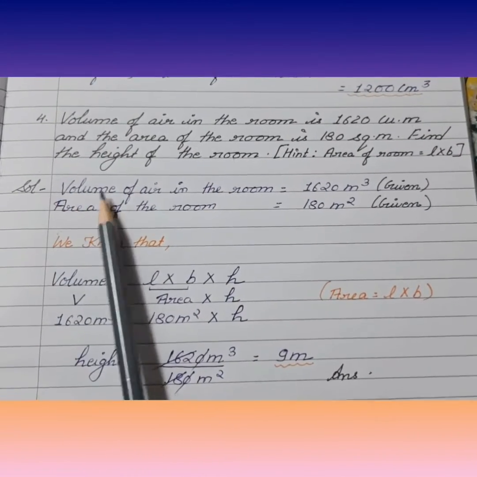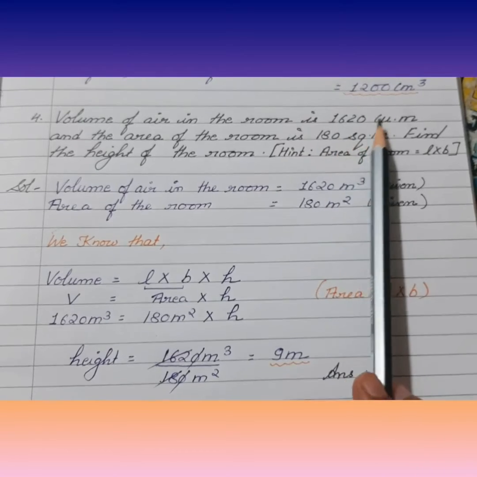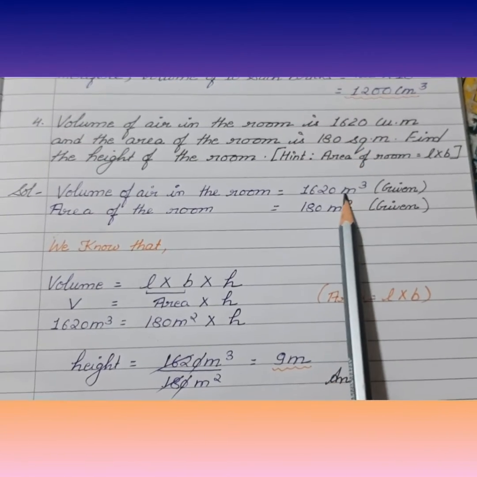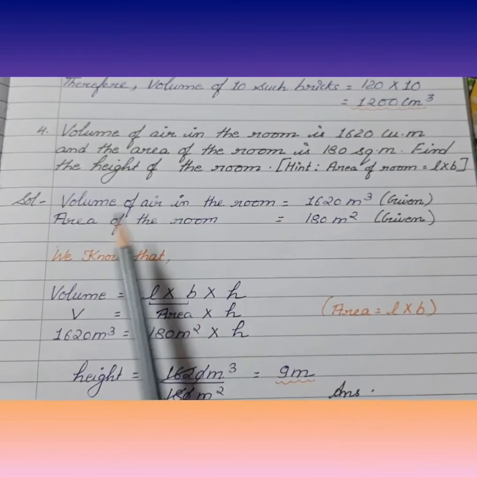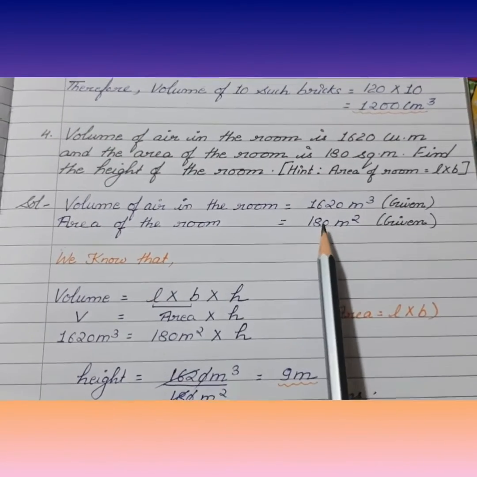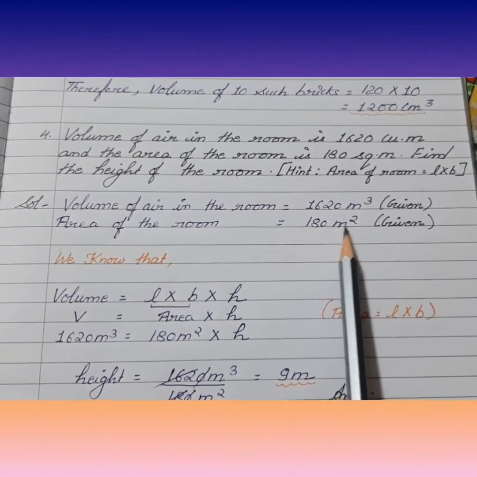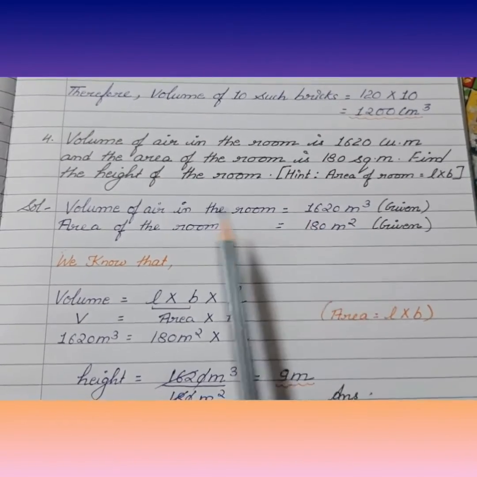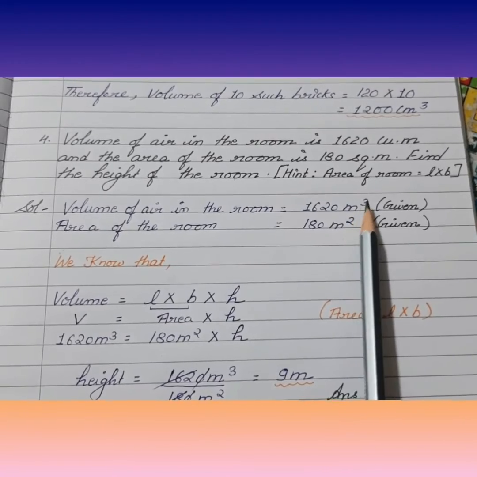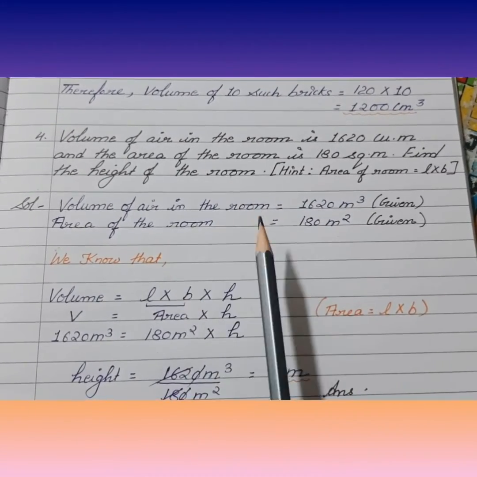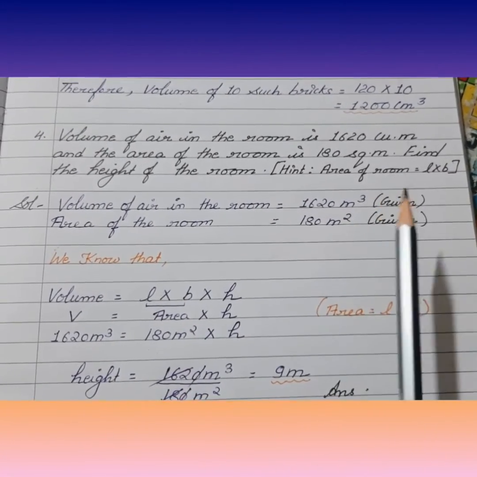Solution. Volume of air in the room is given, 1620 meter cube, or we can say cubic meter. Volume is given and area is also given, that is 180 meter square. Remember, the standard unit of measuring volume is meter cube and the standard unit of measuring area is meter square.